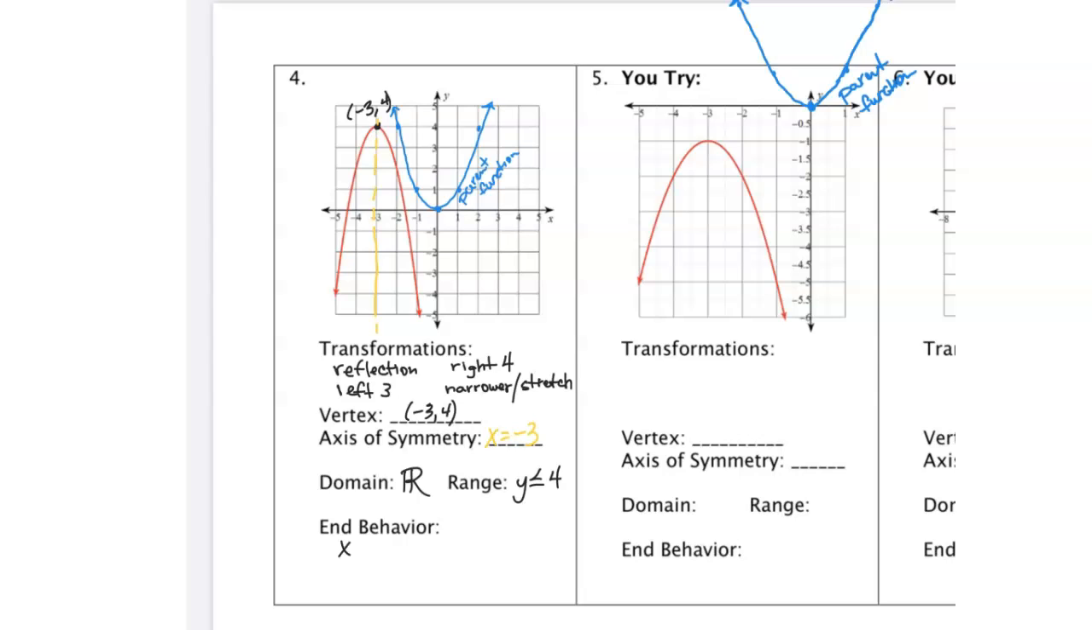As for end behavior, as x is going towards the left, our y's are going down towards negative infinity. As x is going towards the right, our y's are going down towards negative infinity.